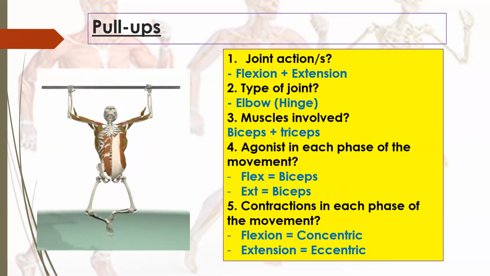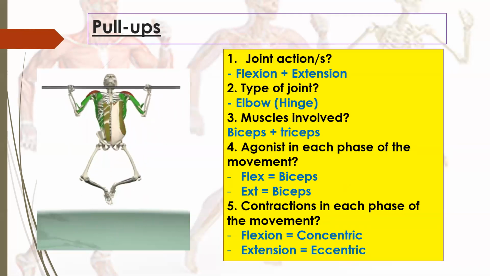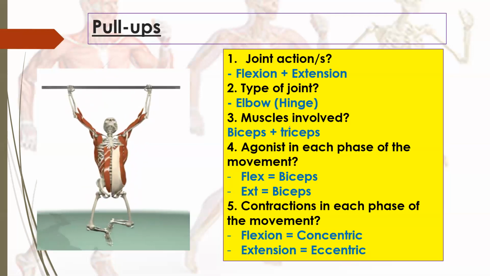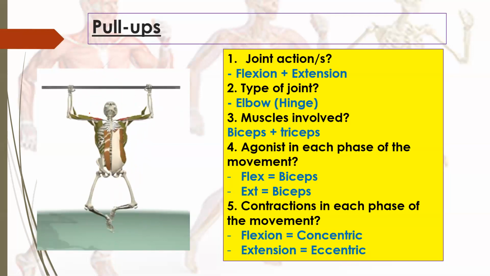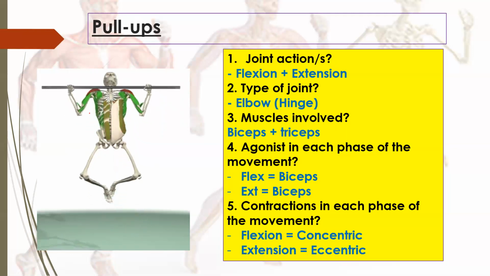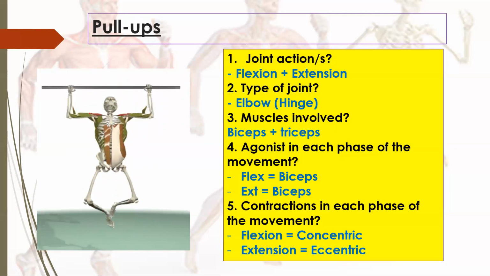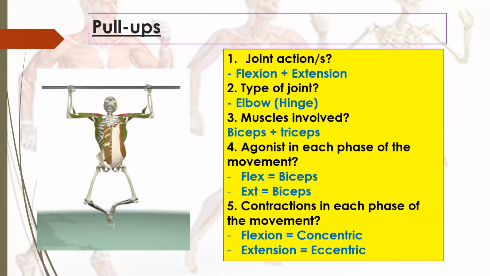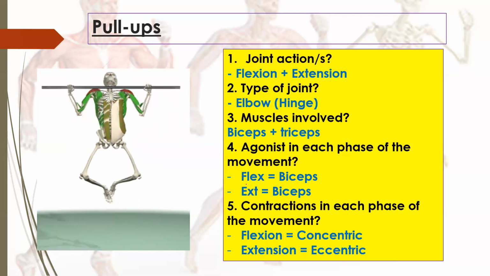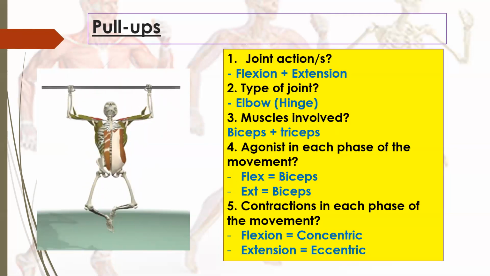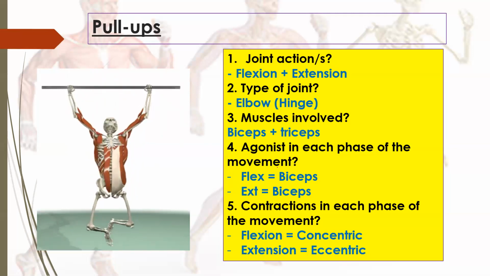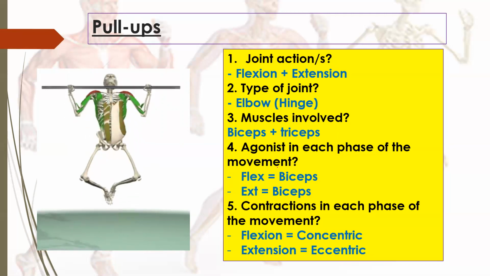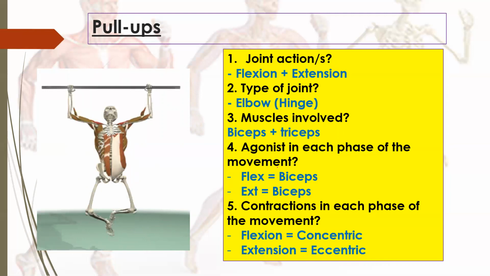And finally, this one, the pull-ups. So again, flexion and extension at the elbow, which is a hinge joint, biceps and triceps. On the way up, that's flexion, you're bending the arms at the elbow, biceps are working. On the way down, as you're straightening, that's extension, straightening the arms, but the biceps are the agonist. Why are the biceps the agonist? Because it's controlled downward movement. So that's the opposite of what you'd normally associate with it.